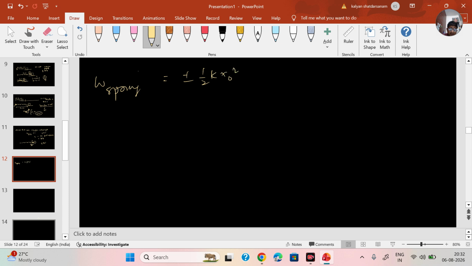Very important result. If the spring is going away from its natural length, the work done is minus half k x naught square. If the spring is coming back to its natural length, the work done is plus half k x naught square.